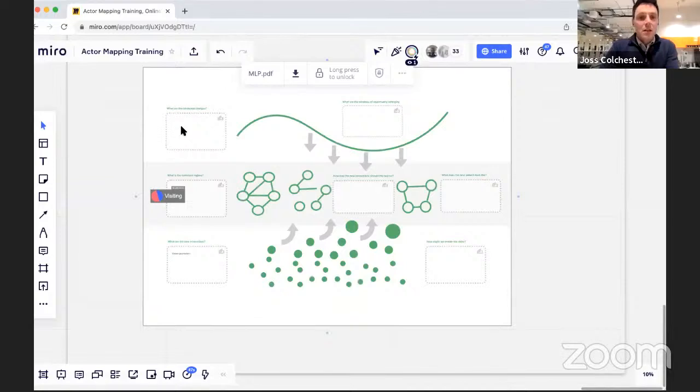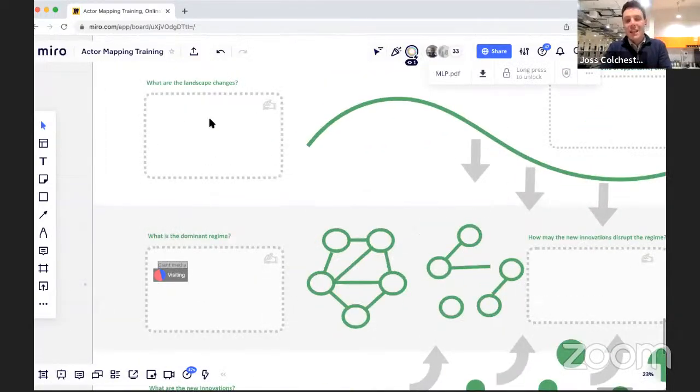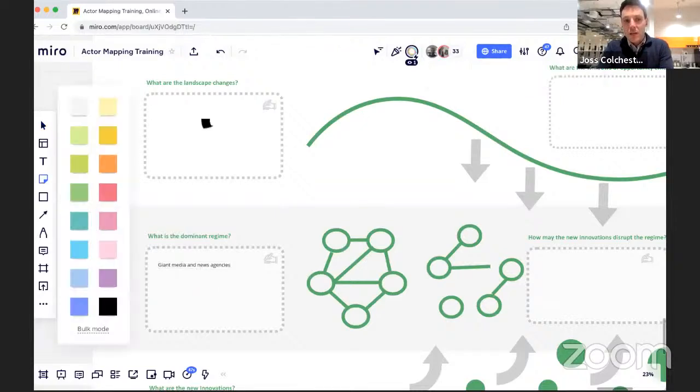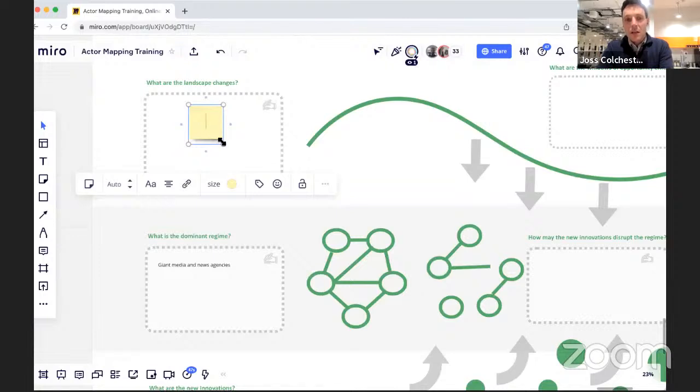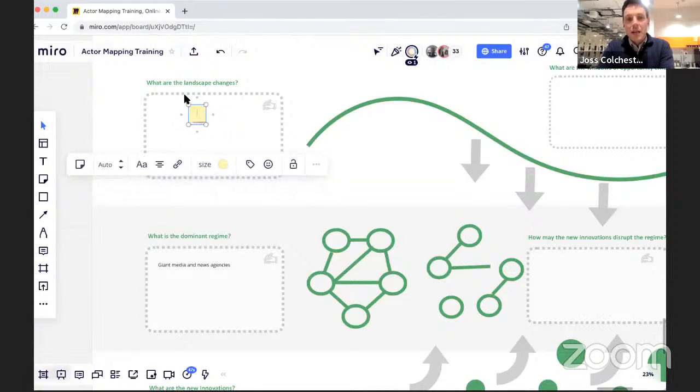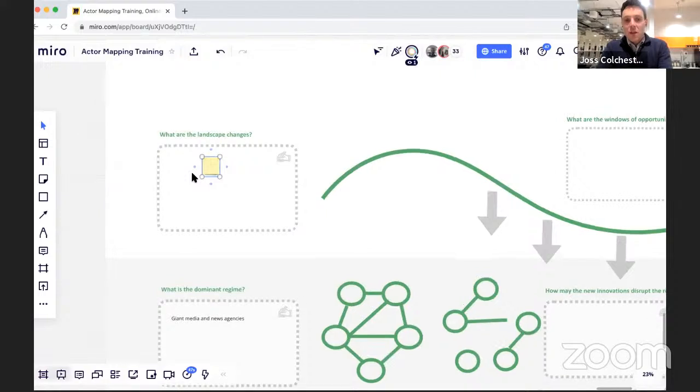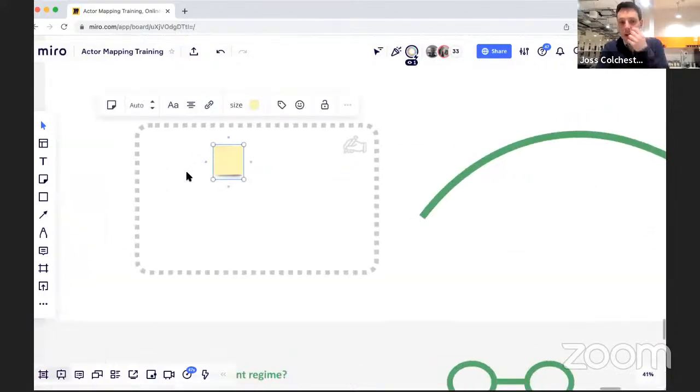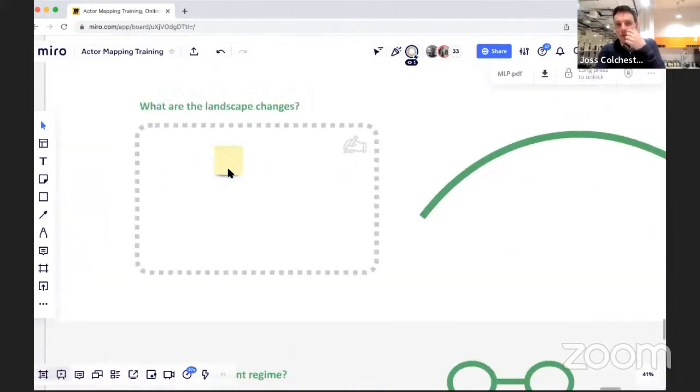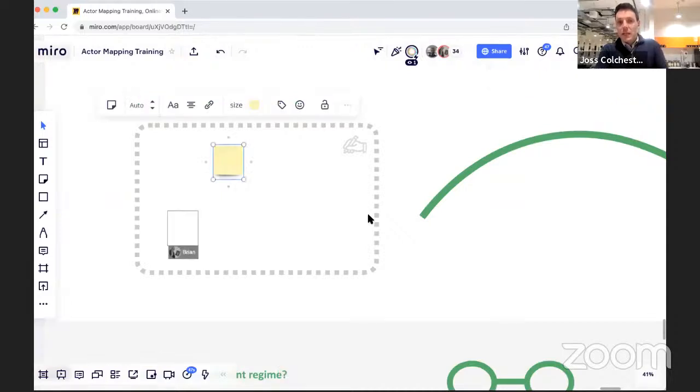So let's start up here on the landscape level. What do we think are those landscape changes that are driving disruption and transformation here? So let's grab a sticky like that and reduce it down a little bit. And then put in whatever you think those broader transformations are. Technological, they might be something to do with social values, and so on and so forth. I'll take a couple of minutes to do that.